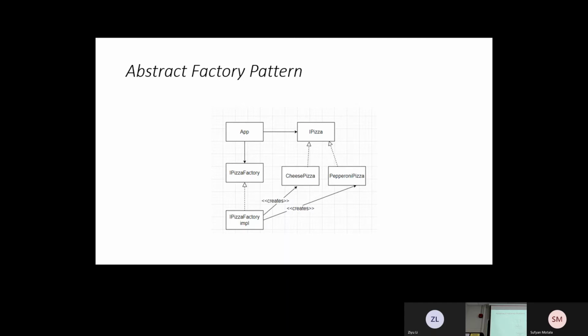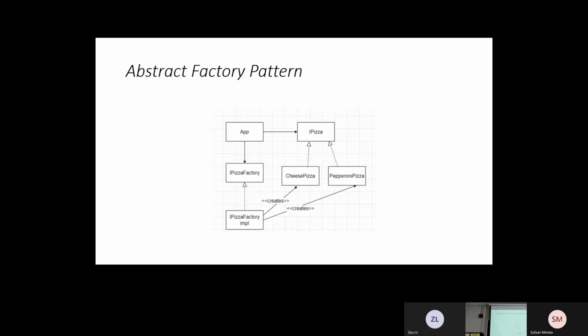So our application never depends on pepperoni pizza or cheese pizza or particular classes that extend from this interface. Our application never depends on that. Our application only depends on interfaces. And when we get to the code, you'll see why this is important, because it'll be more obvious when we see the code.